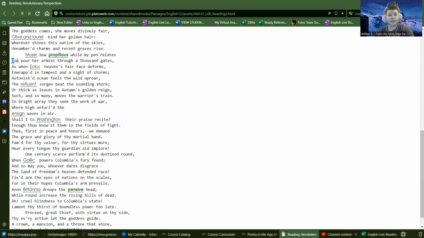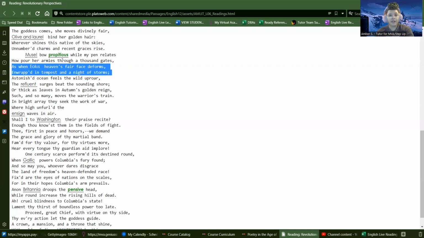And then we have in the next line, how pour her armies through 1,000 gates. So her pen is relating how Columbia's armies poured through 1,000 gates. So at this point, she's talking about the war, about how the armies have gone through different gates. And it says here, as when Aeolus, heaven's fair face deforms, enwrapped in tempest and a night of storms.